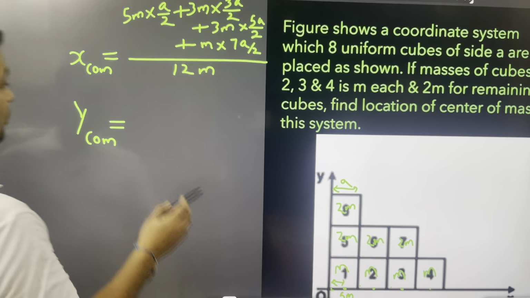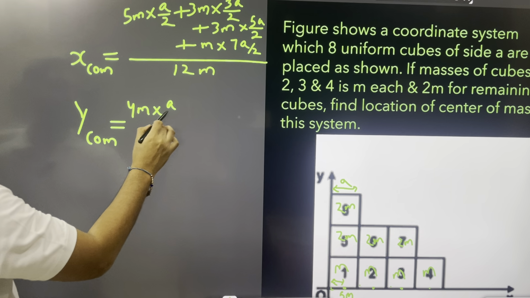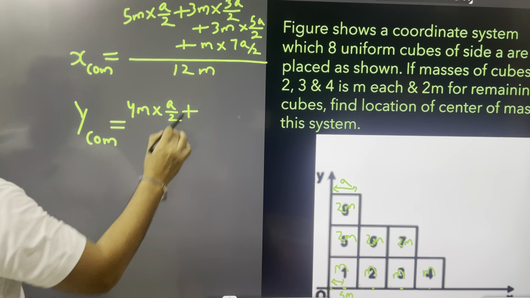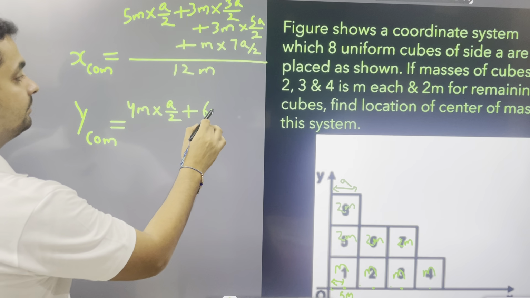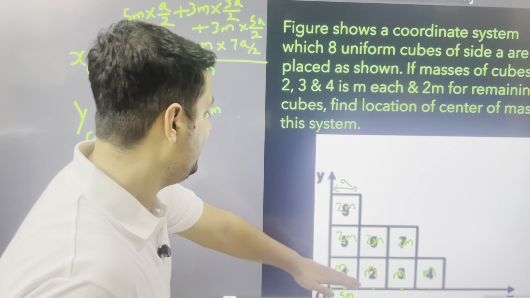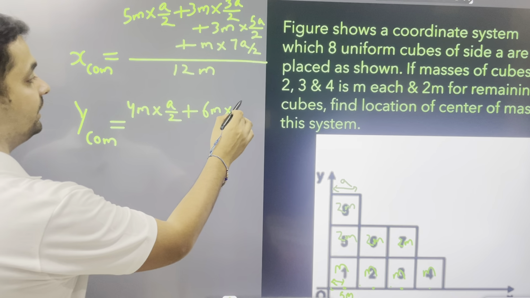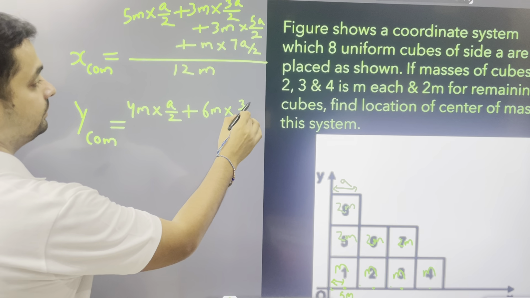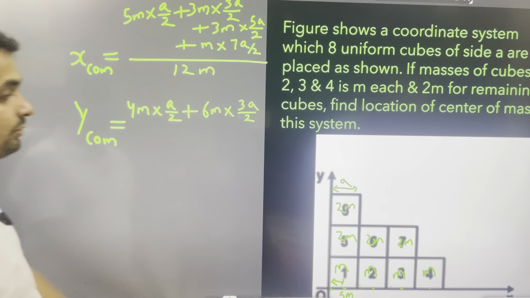So we will write 4m. From the origin it is 4m into a by 2 along the y-axis, plus next is 6m. 6m is at a plus a by 2. This is a plus a by 2, that is 3a by 2. Correct? Next one is 2m.